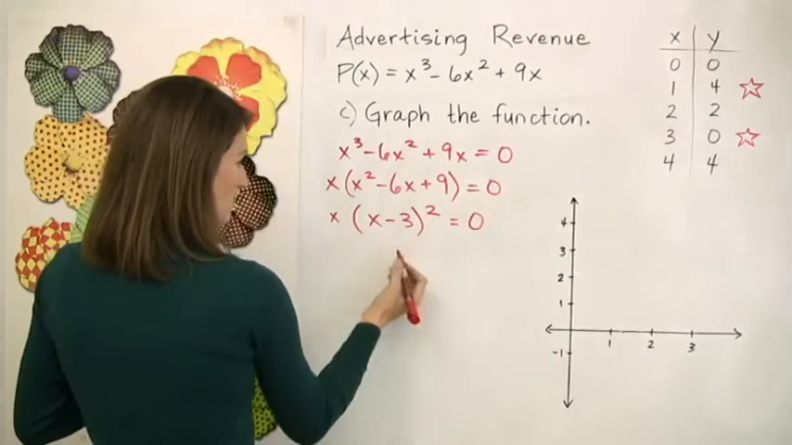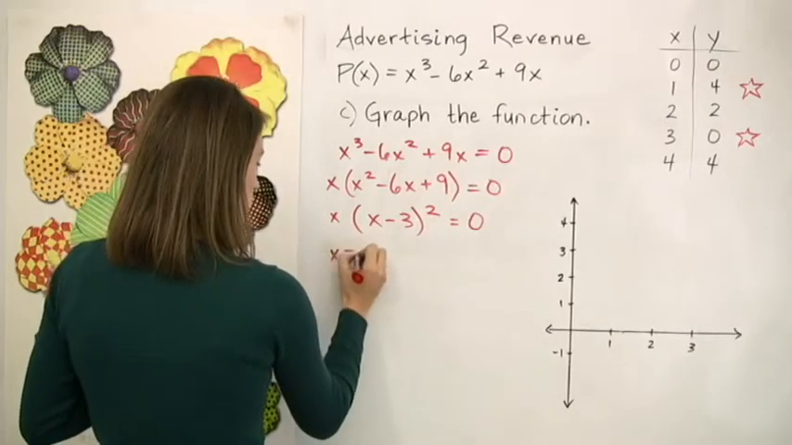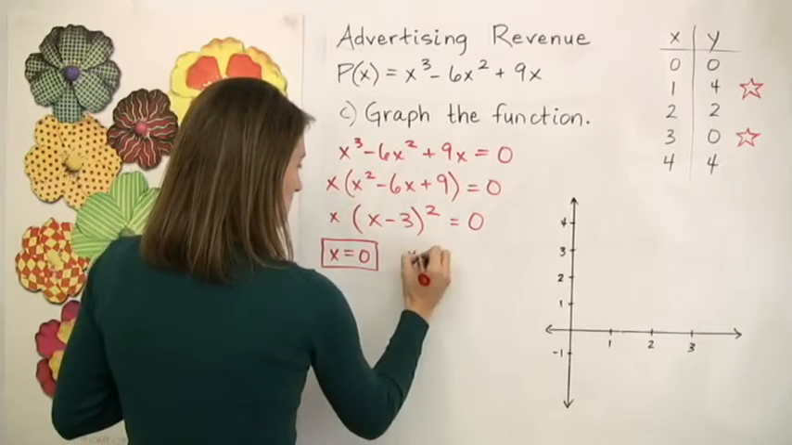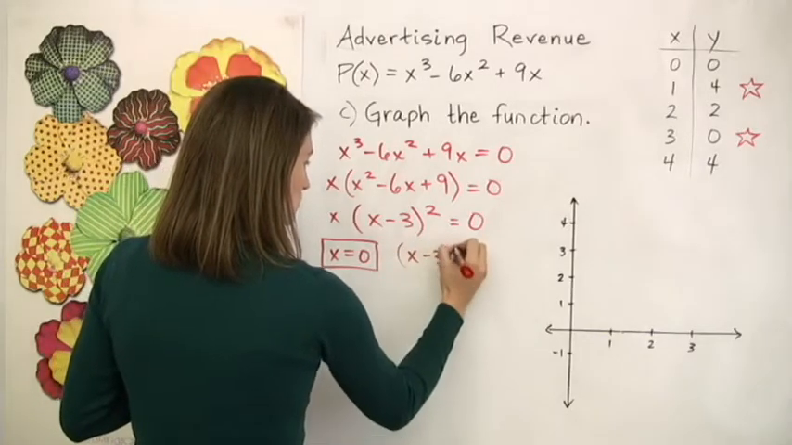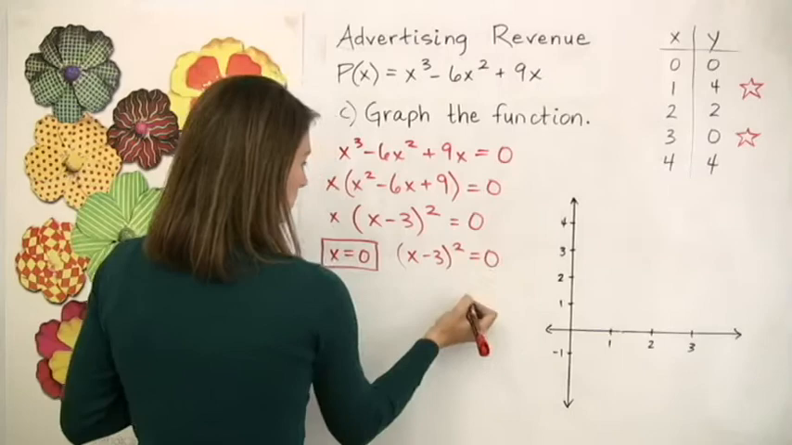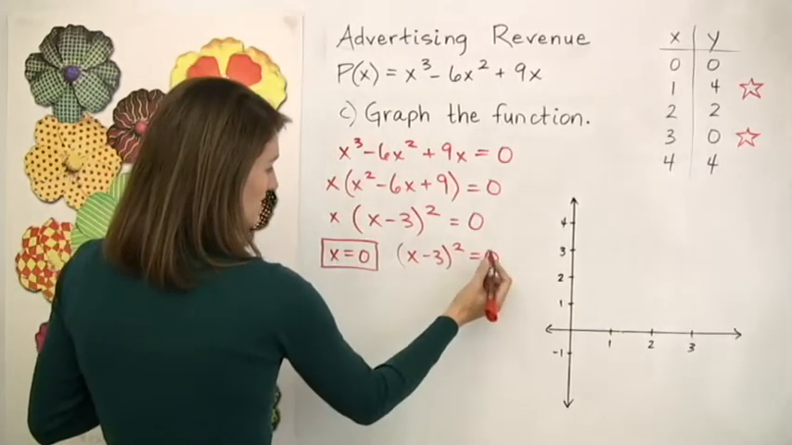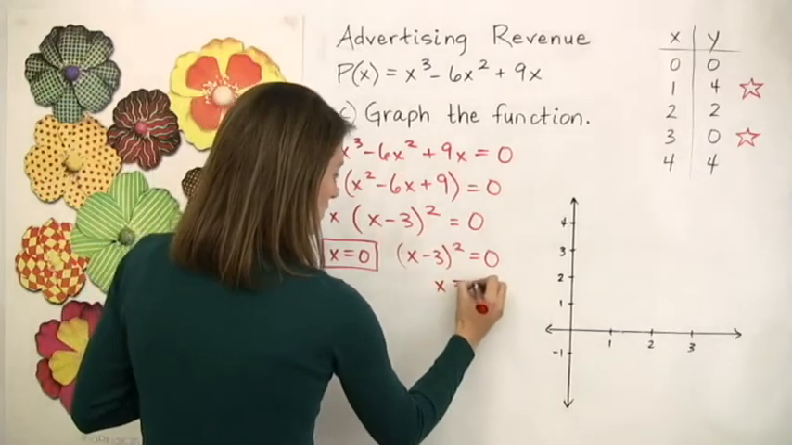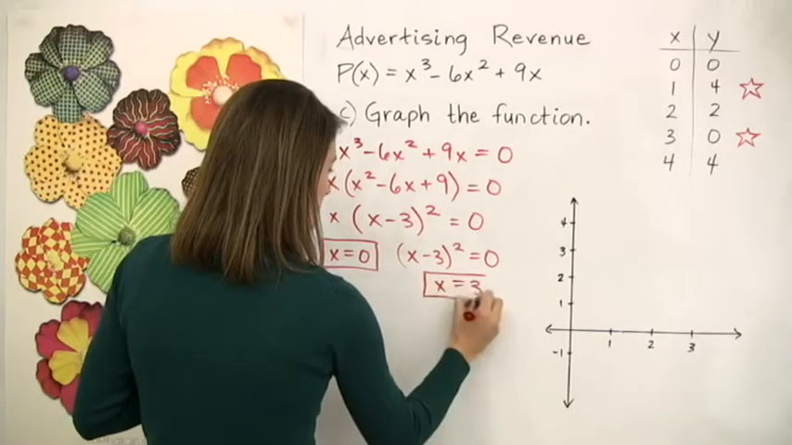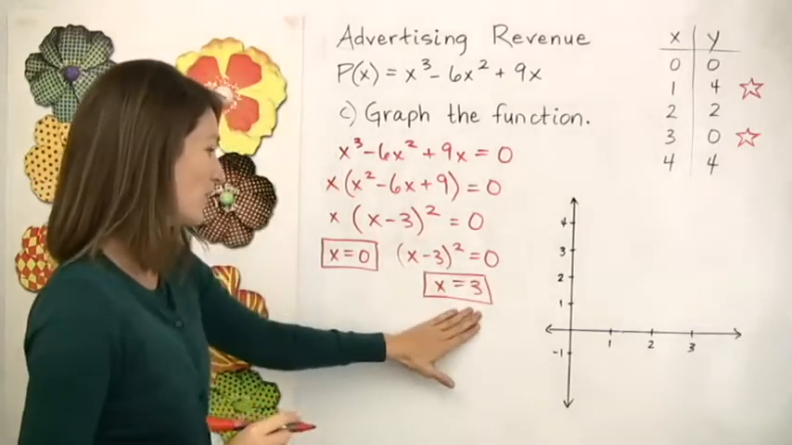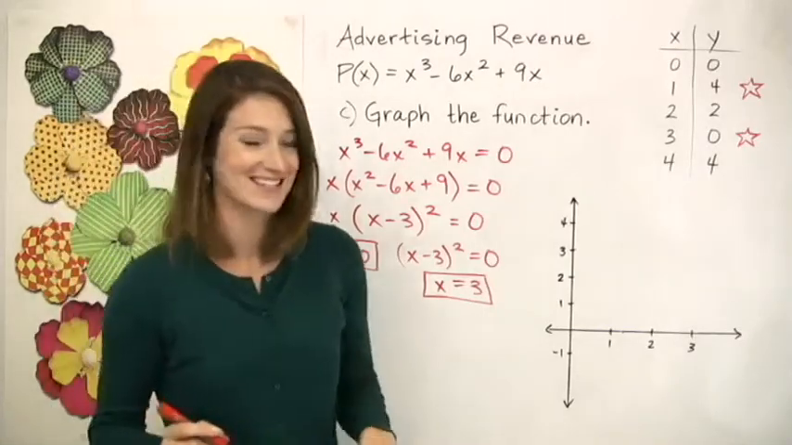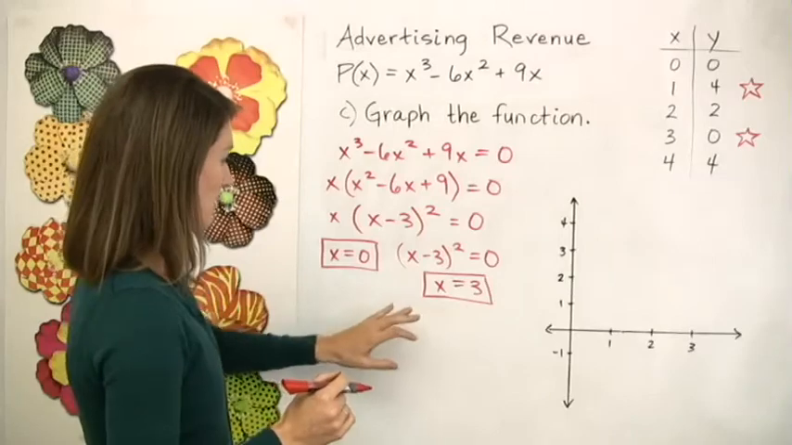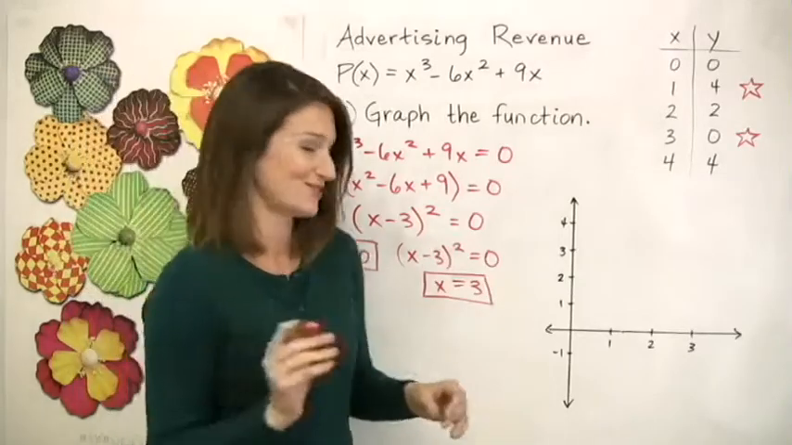And then set both these factors equal to 0, so we have x equals 0, so already that's one of our x-intercepts. Then we have x minus 3 squared equals 0. And if you square root both sides and then add 3 to both sides, you get x equals 3. So that's our second x-intercept. This is where our graph is going to cross the x-axis. So now let's create a sign chart, and we'll figure out what the rest of the graph is doing.